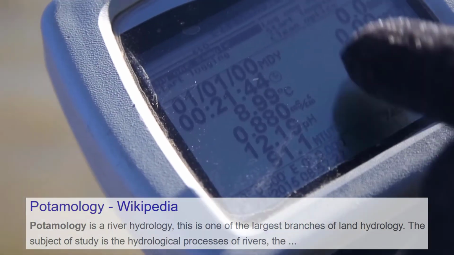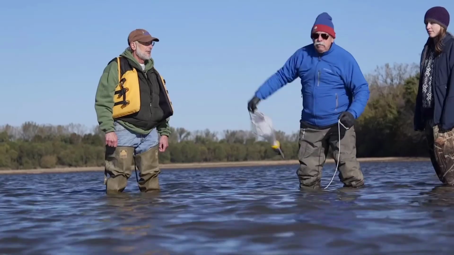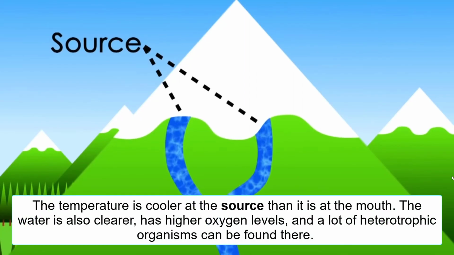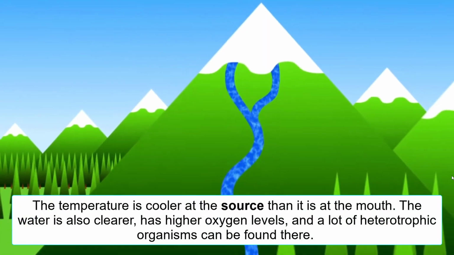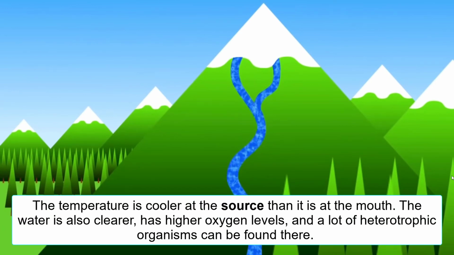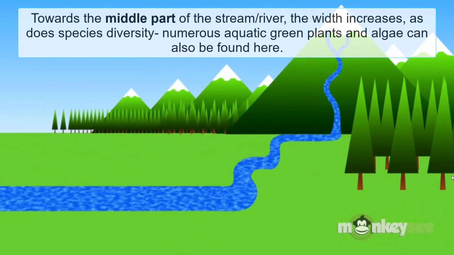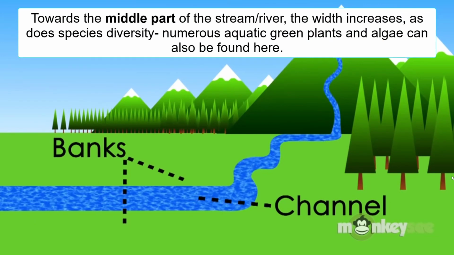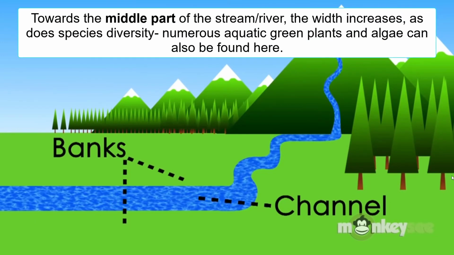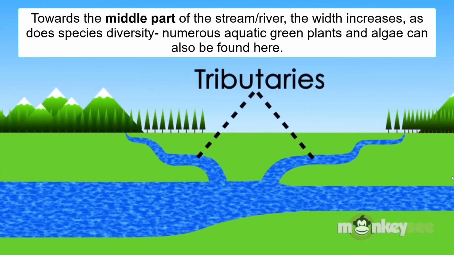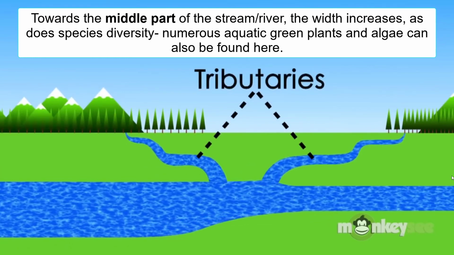The characteristics of a river or stream change during the journey from the source to the mouth. The temperature is cooler at the source than it is at the mouth. The water is also clearer. It has higher oxygen levels, and a lot of heterotrophic organisms can be found there. Towards the middle part of the stream or river, the width increases, as does your species diversity. So you have numerous aquatic green plants and algae that can be found there.